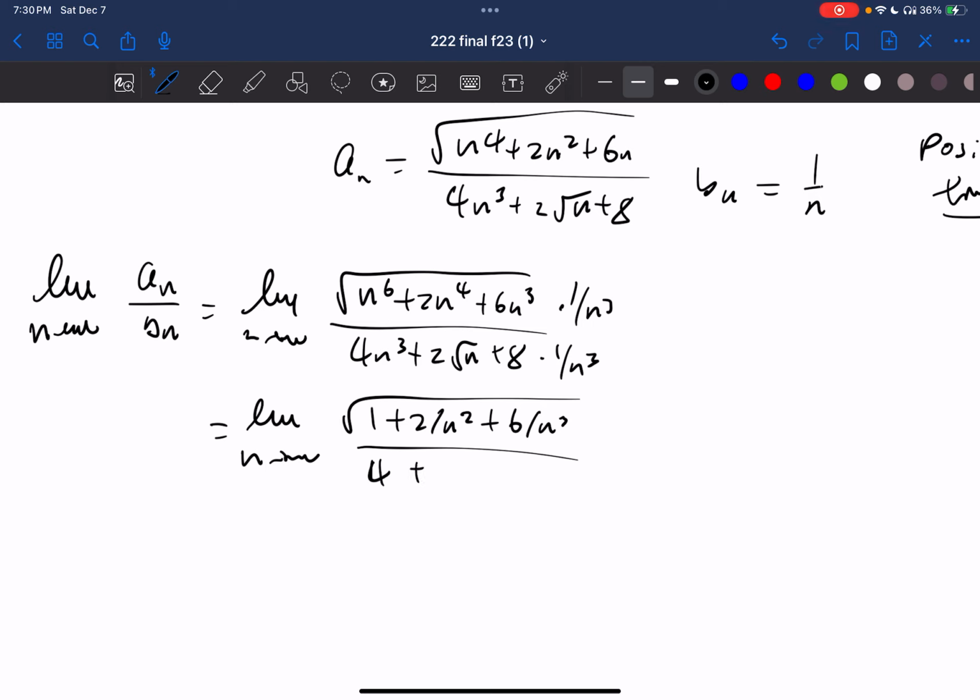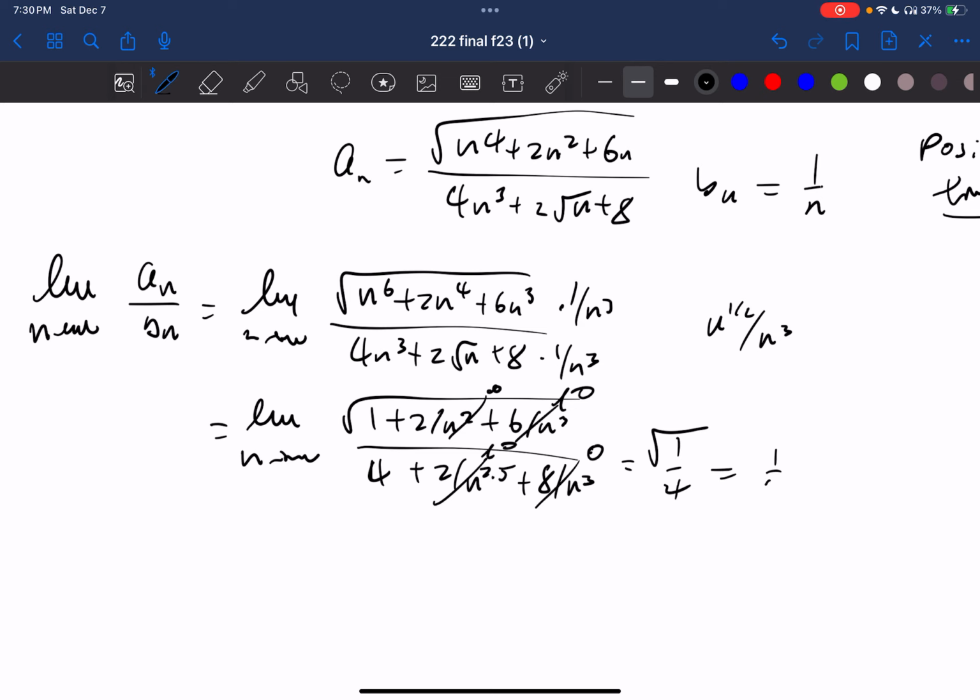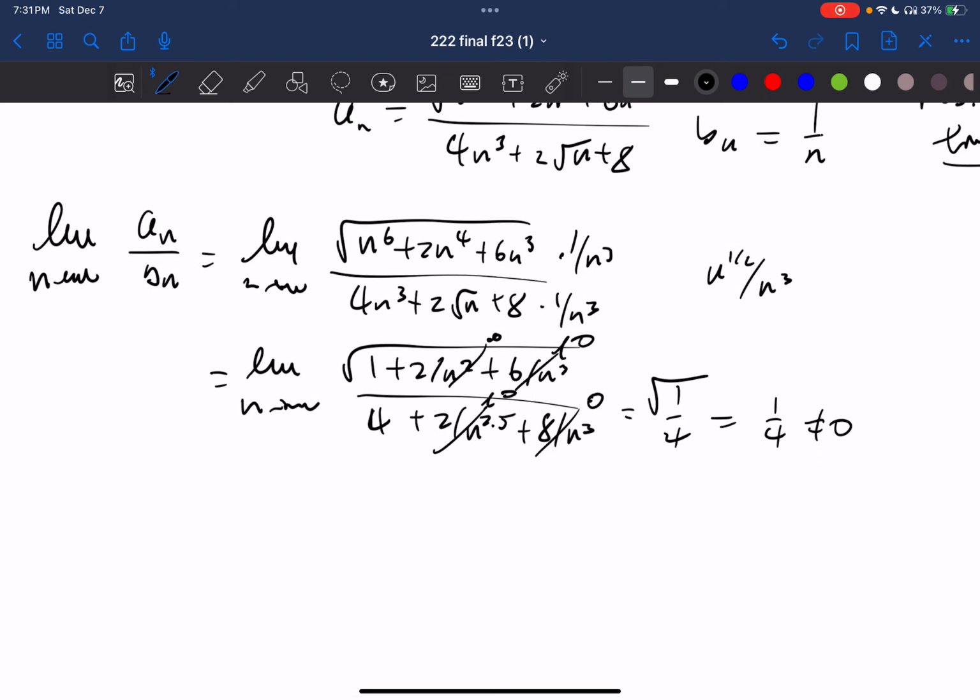4 plus, okay, so n to the 1/2 power divided by n to the third power is going to give us what? 2 divided by n to the 2.5 plus 8 divided by n to the third power. Well, this would just be equal to 1/4 because this term goes to 0, this term goes to 0, this term goes to 0, this term goes to 0. So the square root of 1 over 4, which is going to be equal to 1 over 2, which doesn't equal 0. So by limit, actually, I want to write it like this.